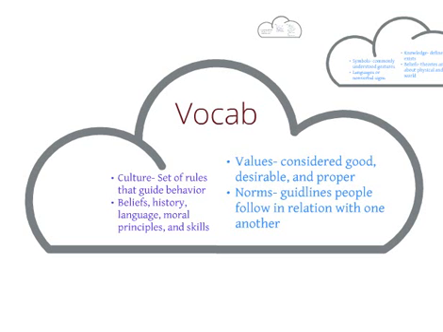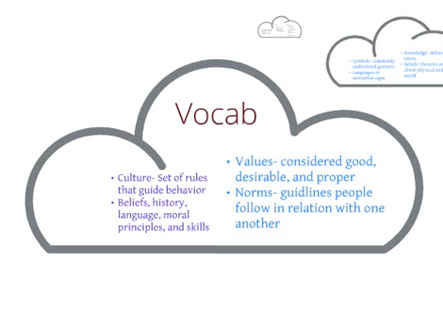Let's look at some vocabulary dealing with culture. A value is a collection of what is considered good, desirable, and proper in culture. Norms are the guidelines people follow in relation with one another. Norms are divided into 2 categories. Folkways are everyday habits that people obey without giving much thought. An example would be replying to an invitation.